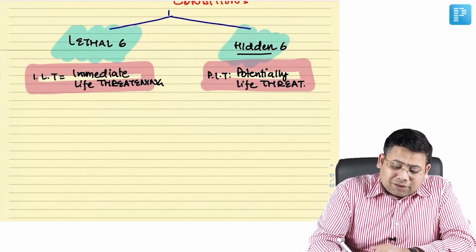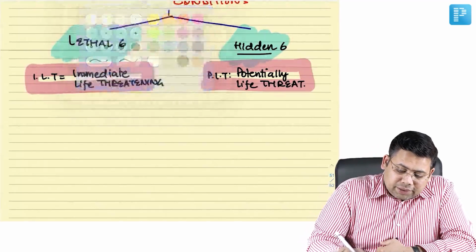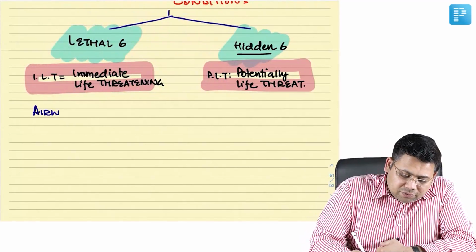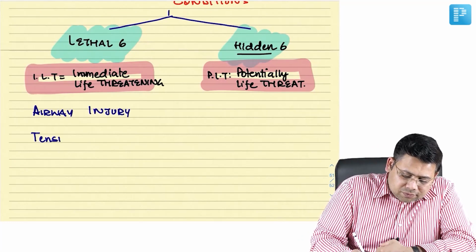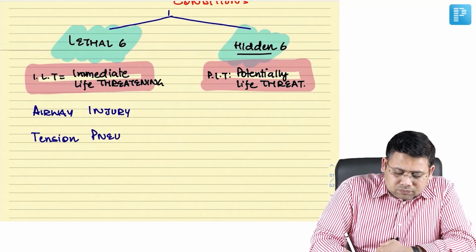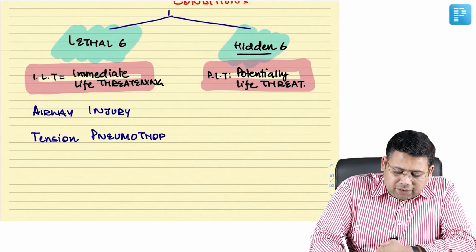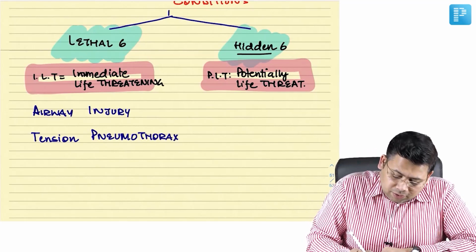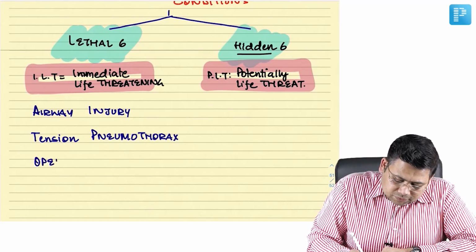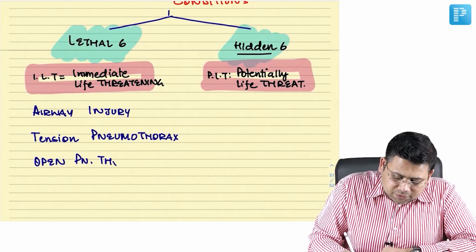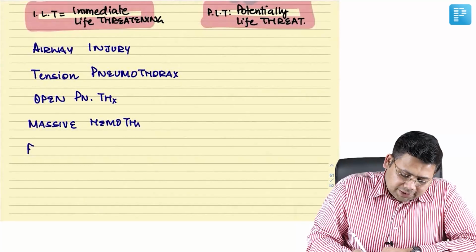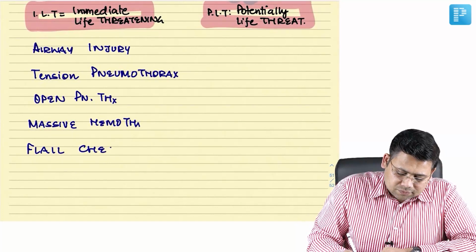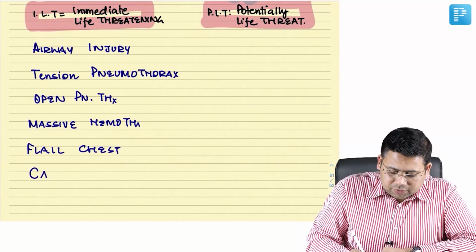Now let us see what are the lethal 6. It includes airway injury, tension pneumothorax, open pneumothorax, massive hemothorax, flail chest, and cardiac tamponade.